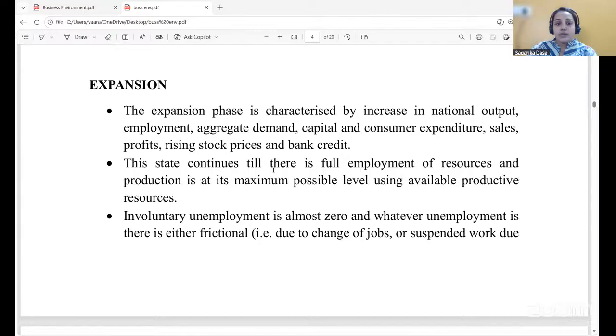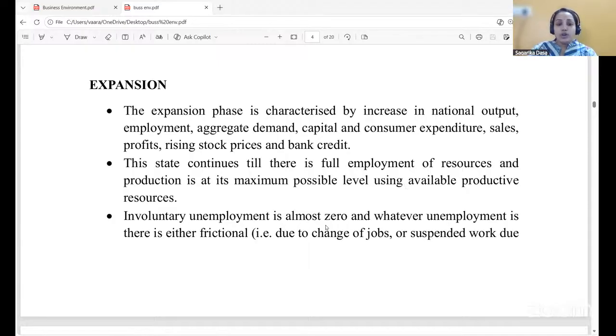The state continues till there is full employment of resources. There are n number of available employment resources, and production is at its maximum possible level using available productive resources. There will be higher production, and when there is higher production, there will be higher employment opportunities for the public of that particular country.